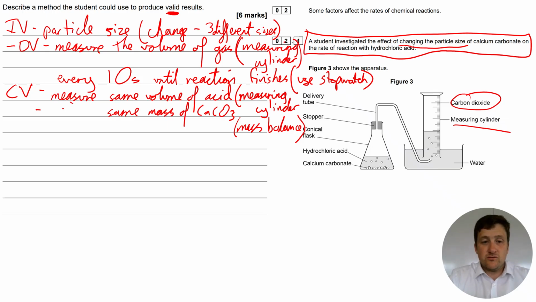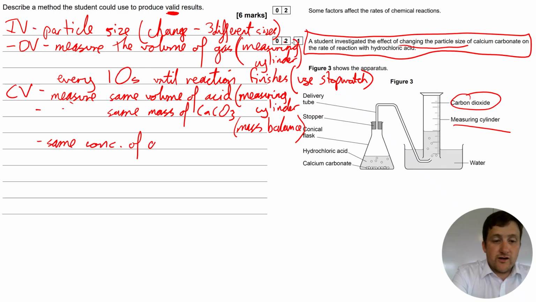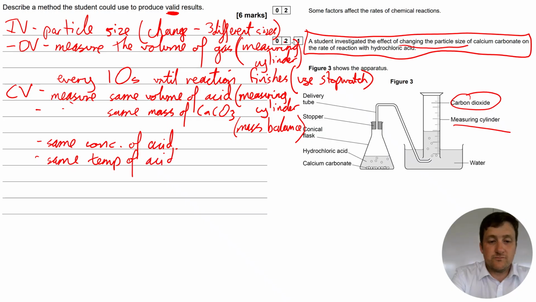What else am I going to do? Well, I'm going to have the same concentration of acid. We always go through the same sort of things. Same volume of acid, same mass of calcium carbonate, same concentration of acid. Or actually, do you know what we could also say? Because of all these factors that affect the rate of reaction, same temperature of acid too. And then I've gone through concentration, I've gone through temperature. We are changing the surface area through our particle size. So that's 3 out of 5 I've actually mentioned here.